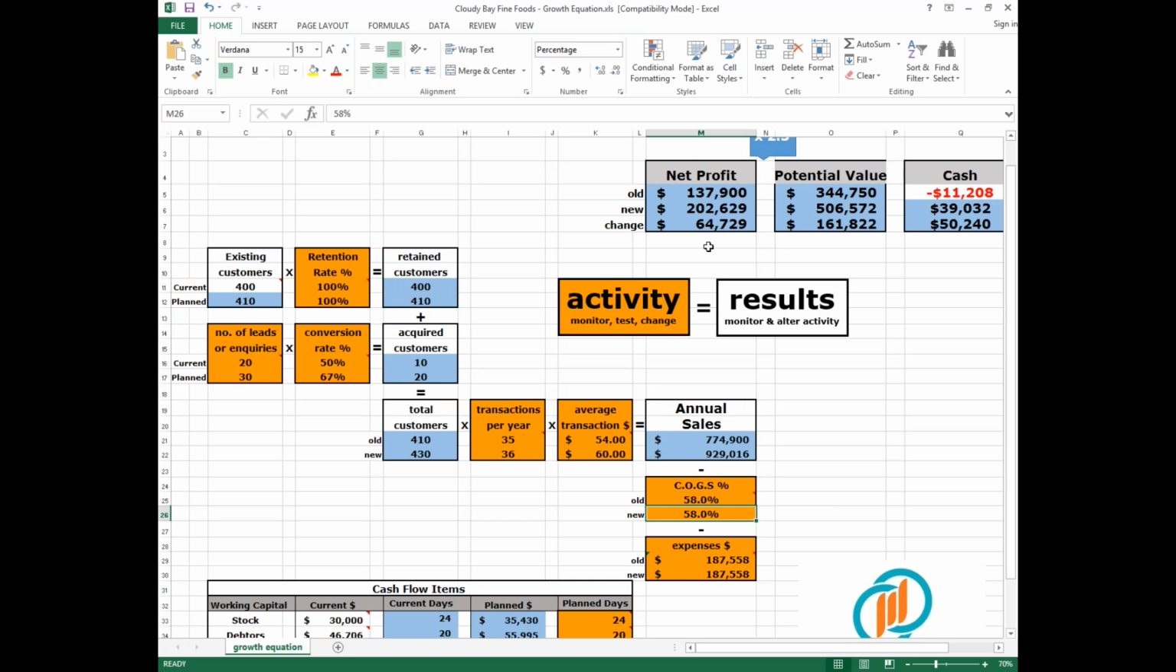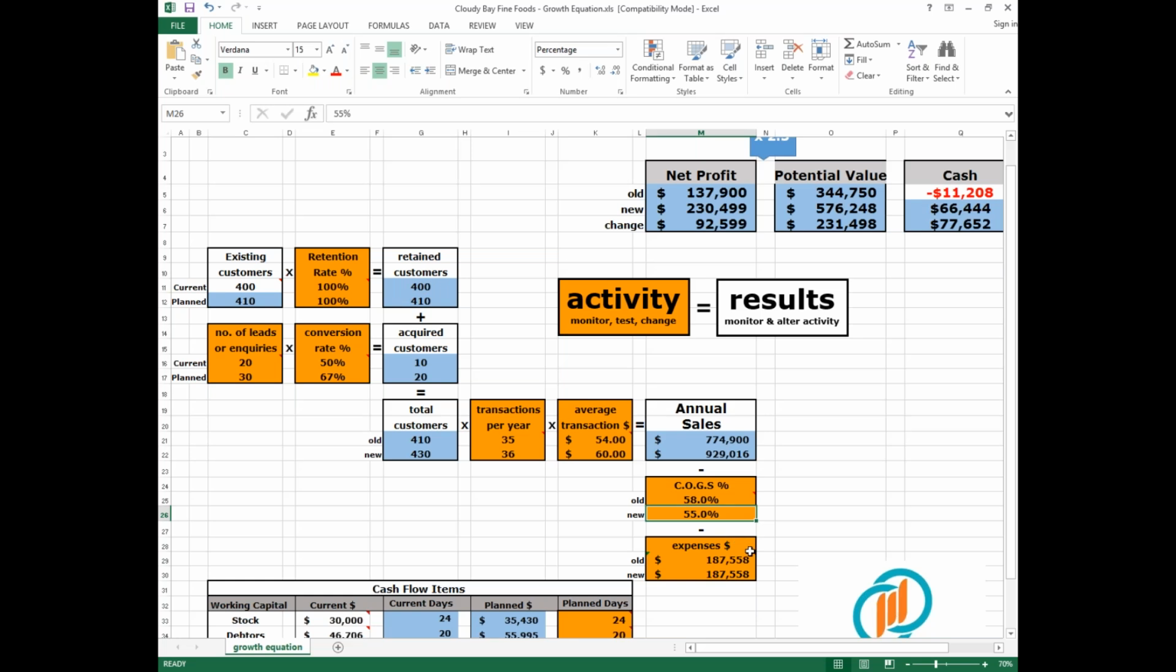Let's have a look up here at our profit. So 202,000 and a change of 65. So let's have a look. We'll make a change down here to 55%. Really big difference. As you can see, that has actually increased by another 30-something thousand, or $27,000, which is a massive increase. So now the profit's over $230,000.